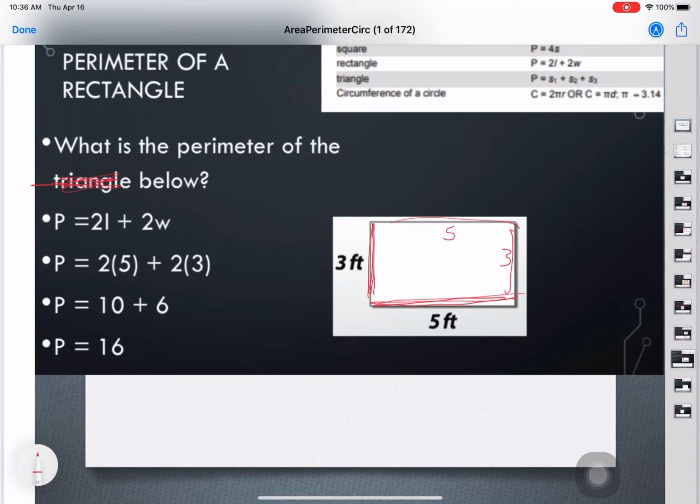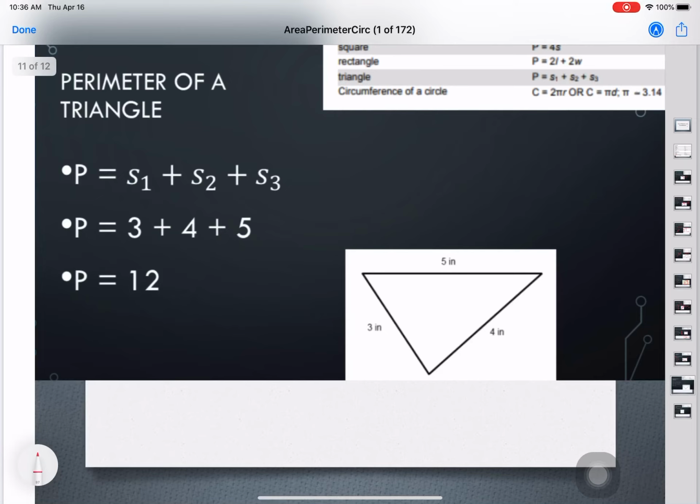Or you could use the formula, which is 2 times the length, which is 2 times 5, because 5 is the length, and 2 times the width, because the width is 3. So then it's just twice 5, which is 10, and twice 3, which is 6, and then 10 and 6 is 16. Two more. Perimeter of a triangle, just add up the sides.